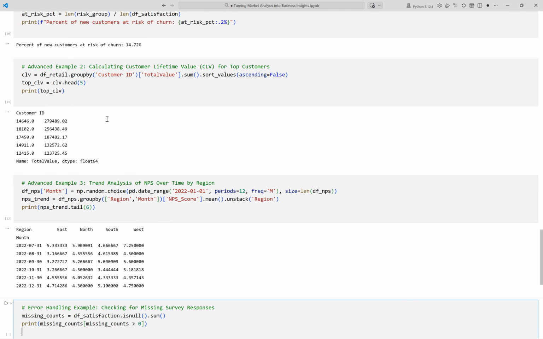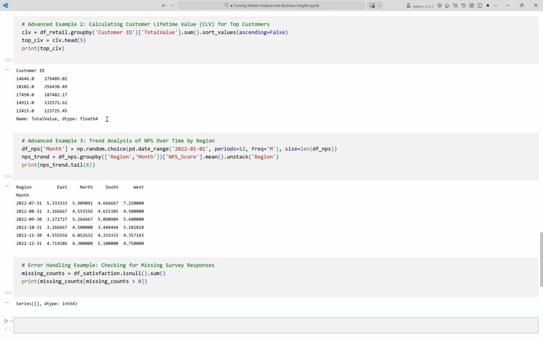Running the cell now. This output shows that there are no missing values in the customer satisfaction survey dataset, as indicated by the empty series. This confirms the data is complete for all columns, which is important before performing any analysis to avoid biased or misleading results. The code demonstrates a crucial first step in data cleaning, checking for missing responses to ensure data quality.